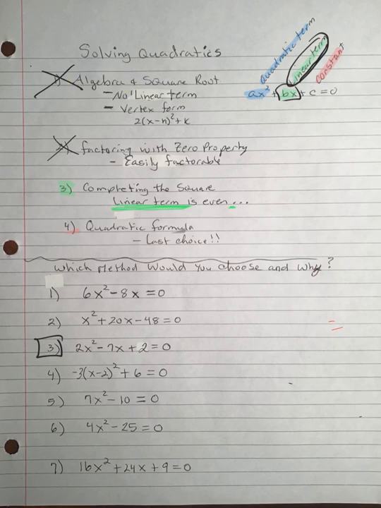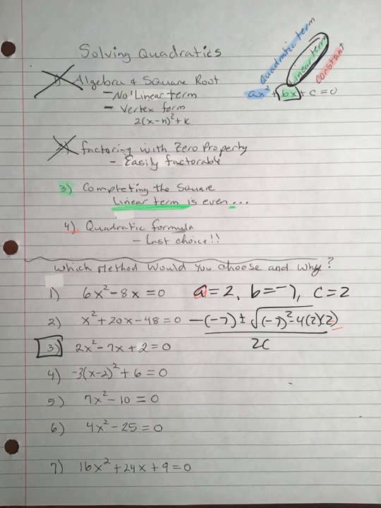So quadratic formula, don't I want to identify my a, b, and c? So a is 2, b is negative 7, and c is 2. So negative 7 plus or minus the square root of negative 7 squared minus 4 times a times c, all divided by 2a. So negative 7 is positive 7, and 2 times 2 is 4.